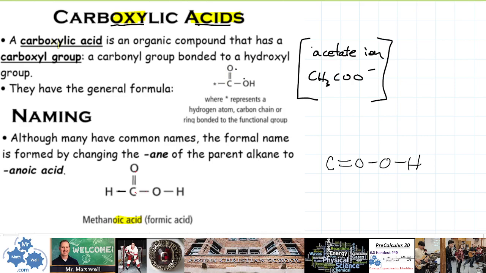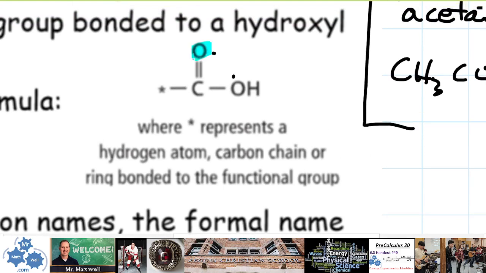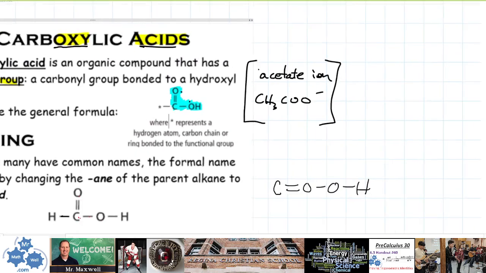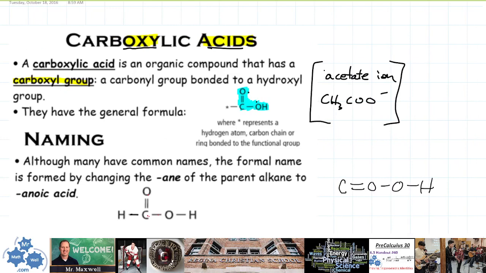So a carboxylic acid is an organic compound that has a carboxyl group, a carbonyl group bonded to a hydroxyl. A carboxyl is a combination of the carbonyl group, which is the C double bonded to the O, and the hydroxyl. So it's a carboxylic acid, it's a carboxyl. Carbo and oxo, carbon and oxy. Carboxylic acid.